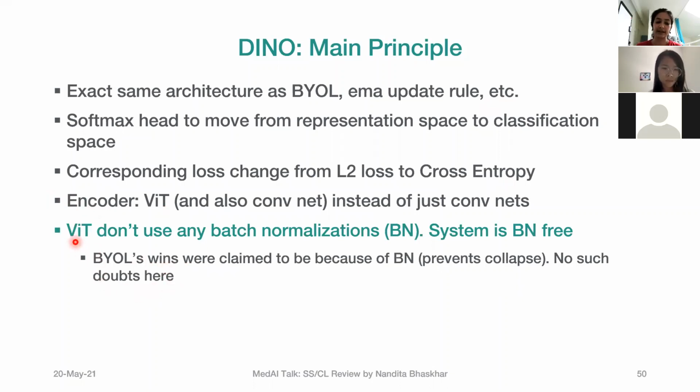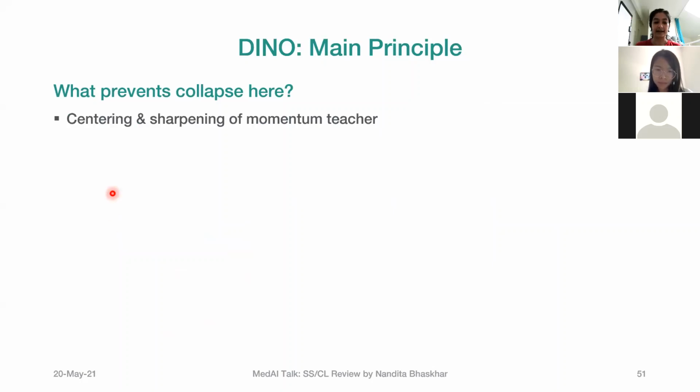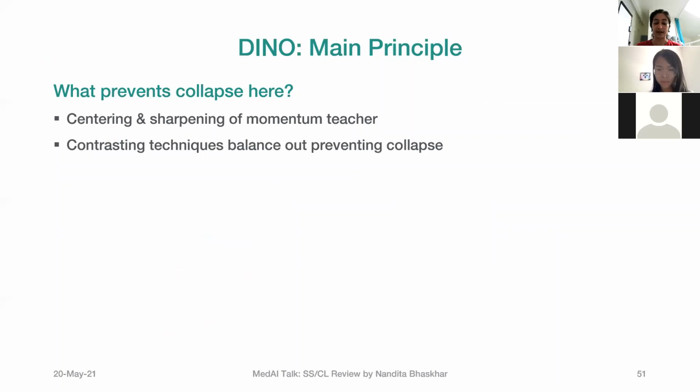And one thing that the vision transformer does not require is any sort of batch normalization. Previously, there was a debate about whether Bootstrap Your Own Latent's wins were because of batch normalization preventing collapse. Now we know for sure that that's not the cause of preventing collapse. So what actually prevents collapse from happening in DINO? That is the centering that I talked about before. They perform centering as well as sharpening of the momentum feature between the two images, and they use these two techniques to prevent collapse.